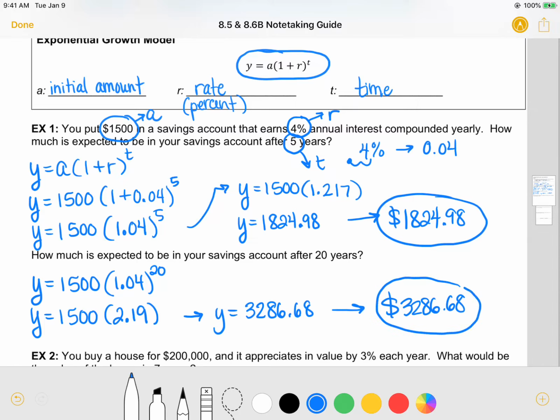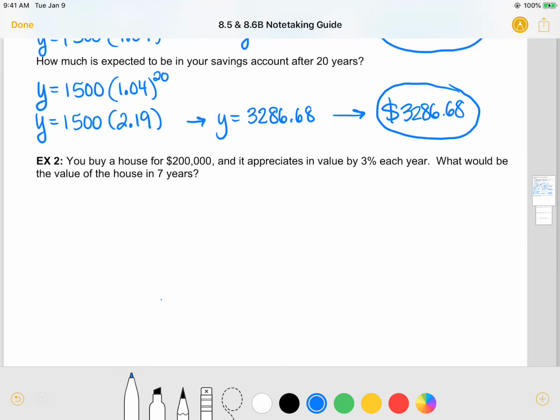$3,286.68. Okay, so that's almost double our money. That's actually more than double our money. We will get for free approximately $1,786 just for letting the bank borrow our money for 20 years. Okay, pretty cool. So let's look at example 2 here.